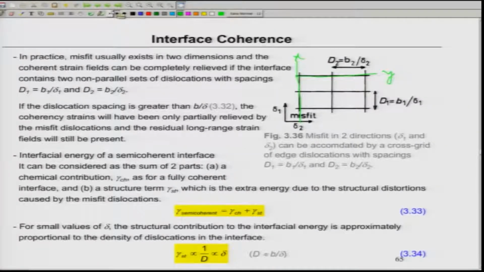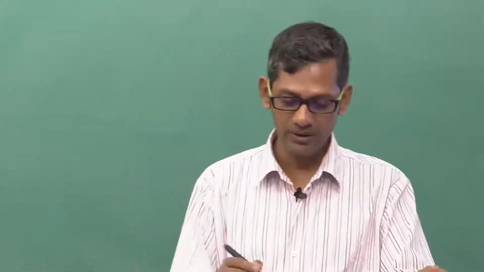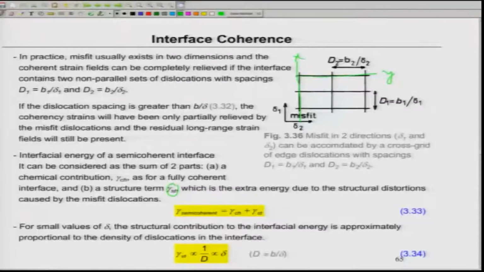So, the interfacial energy of a semi-coherent interface will have 2 parts. One part is the chemical contribution, which we have seen for the coherent interface, that is the difference of the atoms across the plane. On the beta side you have one kind of atom, white atoms, on the alpha side you have black atoms. So, that leads to the chemical part. The second part is known as the structural part, given as gamma st, which is the extra energy due to structural distortion caused by the misfit dislocations. So, a semi-coherent interface will have a chemical part and a structural part.